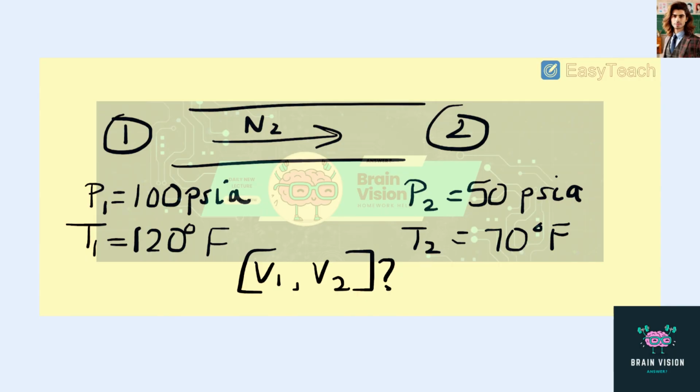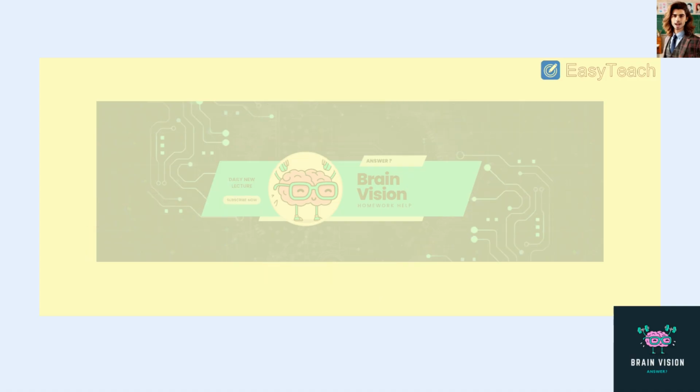Hi everyone, so what we have is nitrogen gas flowing through a long constant diameter adiabatic pipe. At the entrance of the pipe it's at 100 psia and the temperature is 120 degrees Fahrenheit. And at the exit of the pipe the pressure has dropped to 50 psi and the temperature has also dropped to 70 degrees Fahrenheit. What we're asked to find is the velocity of nitrogen at the entrance and the velocity at the outlet. So first we're going to go ahead and state our assumptions.